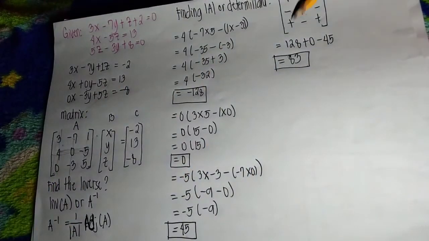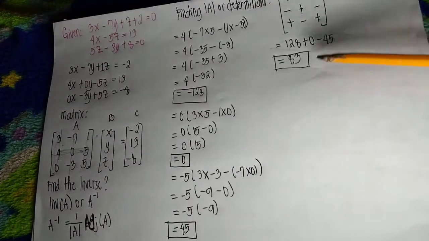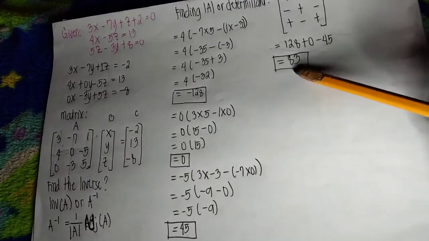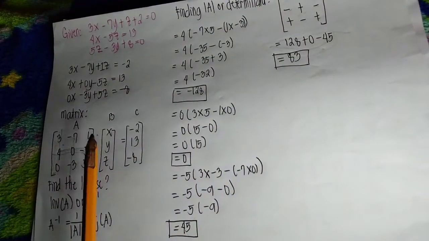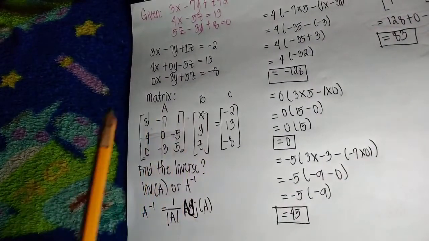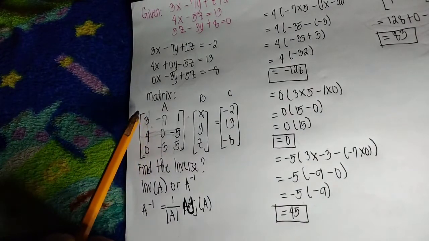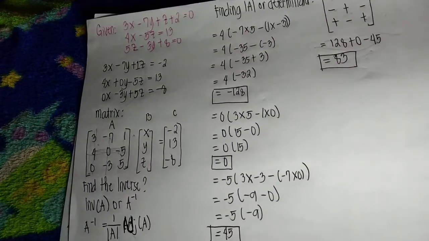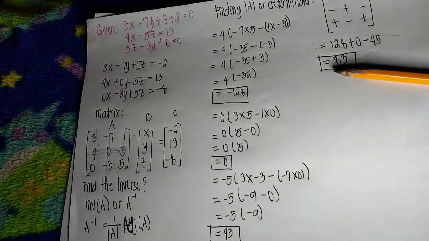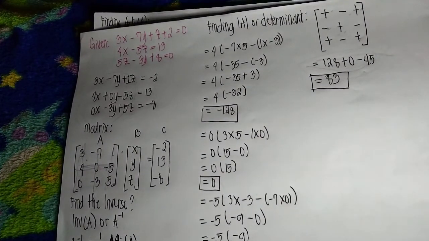I-sum up mo yan, solve that, and after that is the result of your determinant. So our determinant in this matrix A is equal to 83. Kahit saang section yang i-compute mo, either any rows or columns, ang magiging answer is positive 83 sa pagkuha mo sa determinant of A.